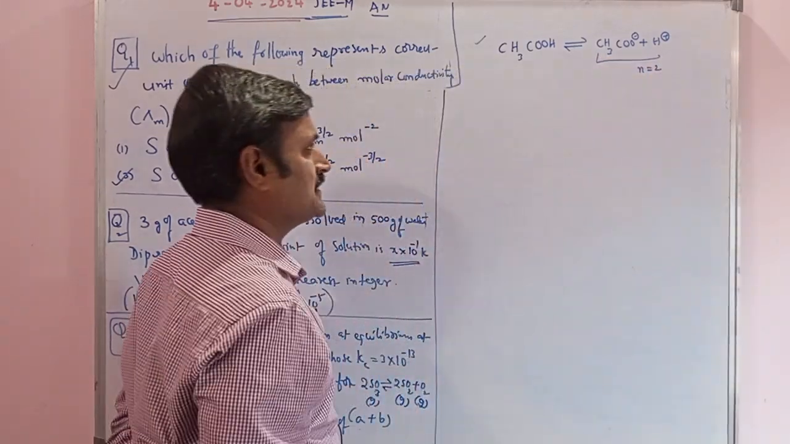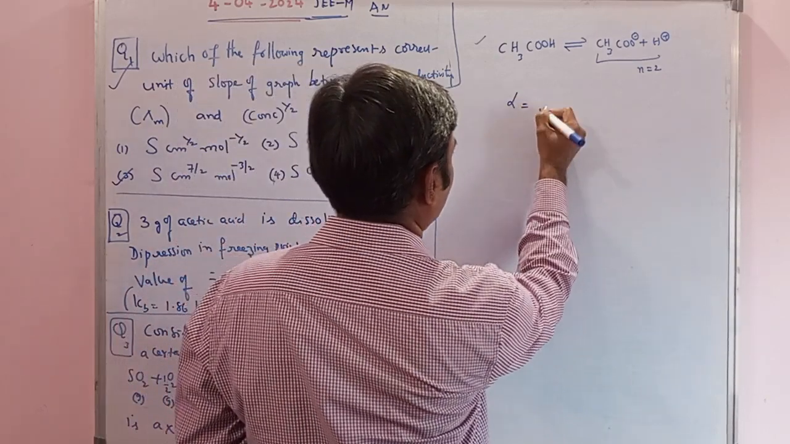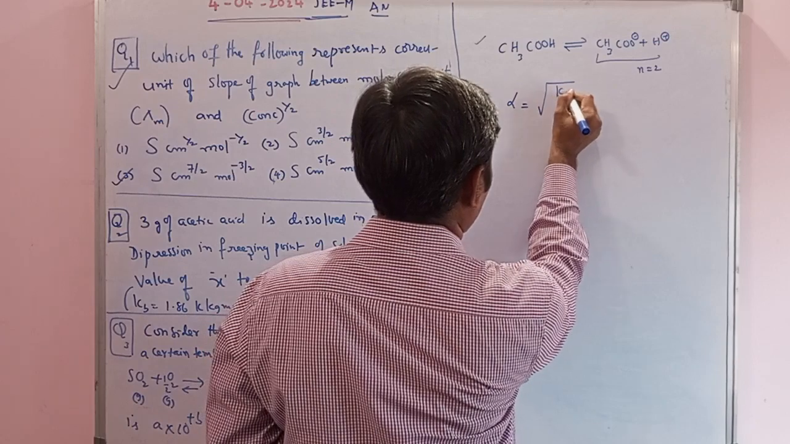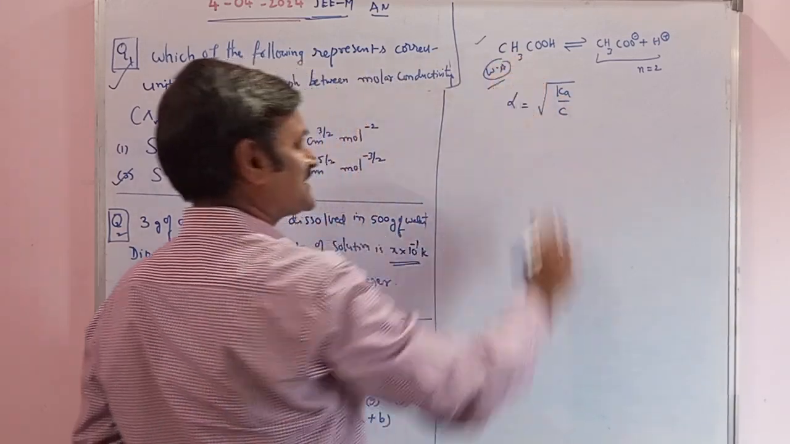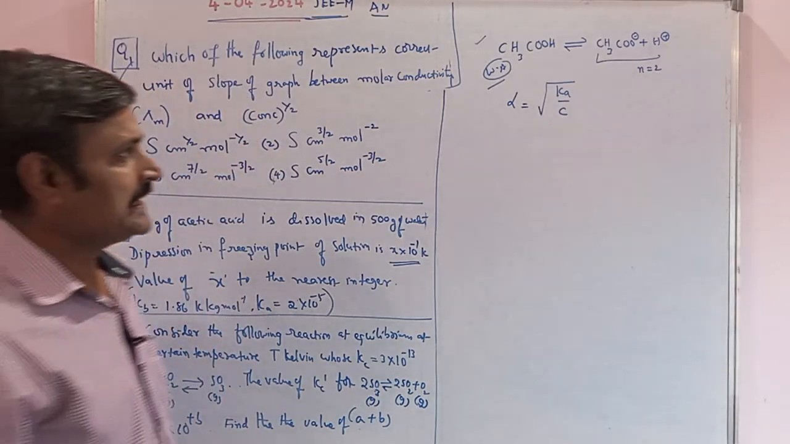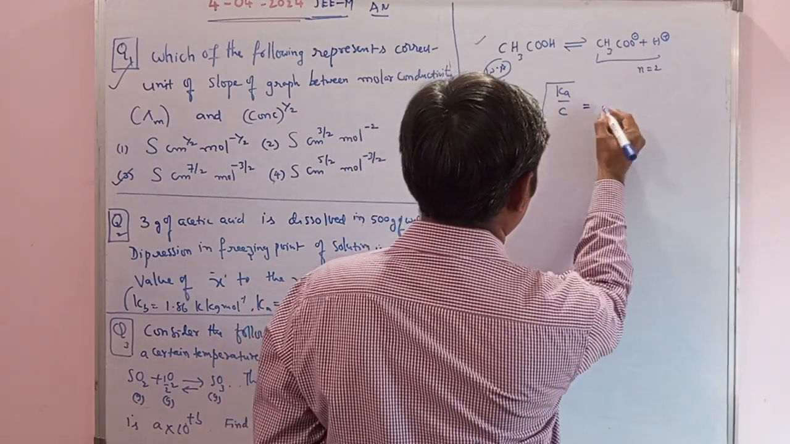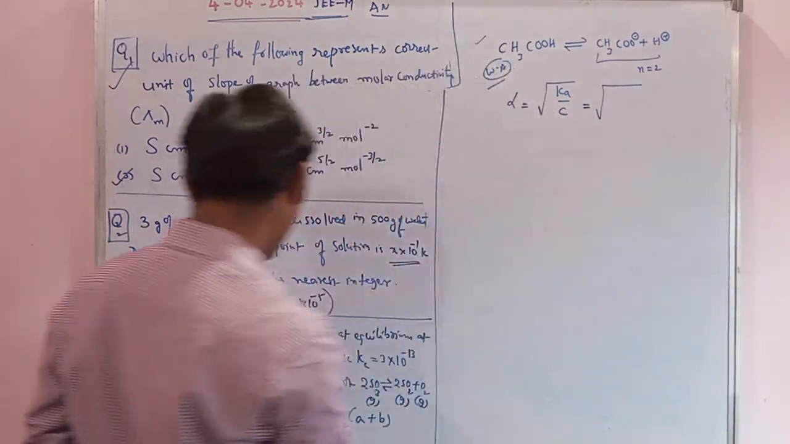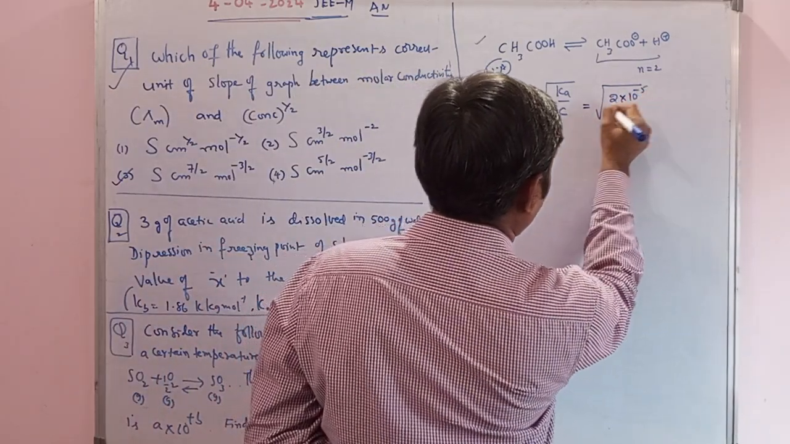That is one point. The other one is, when you would like to know alpha, alpha is equal to square root of Ka by C for a weak acid like acetic acid, from Ostwald's dilution law. Then if the Ka and C values are substituted, what alpha value will come? Ka value given is 2 into 10 power minus 5.